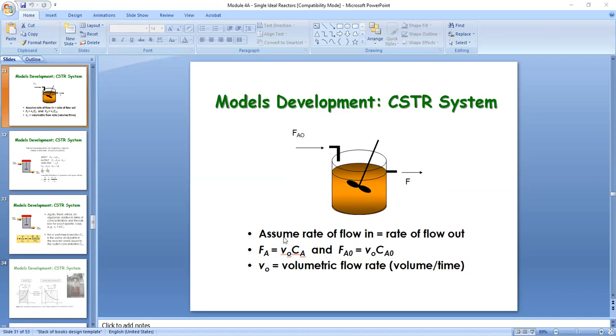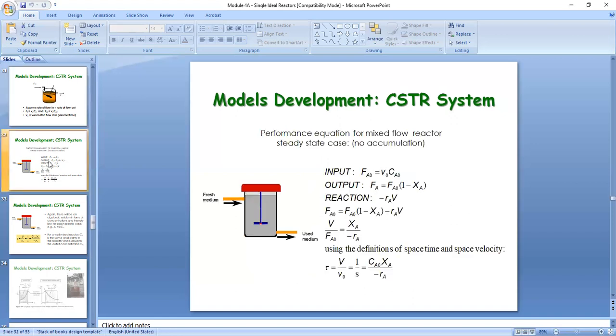Whereas your FA is already for partly converted feed. You have small v sub O times the concentration of A. You see that it's already the concentration of A, meaning part of the A was already converted. Now, v sub O is the volumetric flow rate, which has the unit volume per unit time. Now, for our CSTR, since it has no accumulation, your input would be this one.